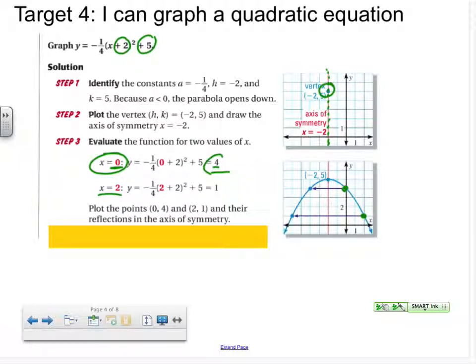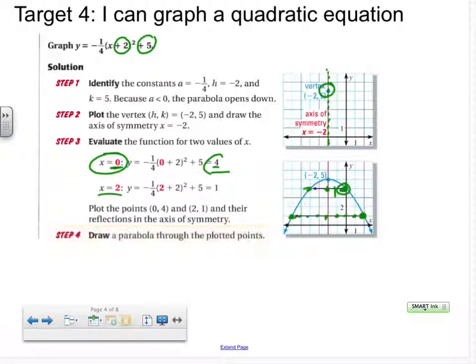And because it's the axis of symmetry, we can reflect it. So this point right here is 2 units away from the axis of symmetry. 2 more units will cross it. Same thing on this point. 1, 2, 3, 4 to get to the axis of symmetry. 1, 2, 3, 4 past the axis of symmetry. And we get rid of the points. Once you got those points, you got your vertex, you got a couple more points. The only thing left to do, connect the dots, and you've got yourself your parabola.